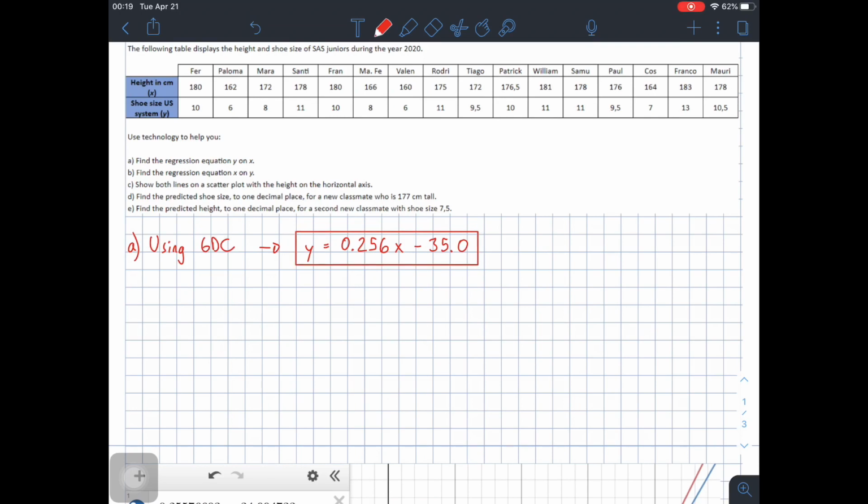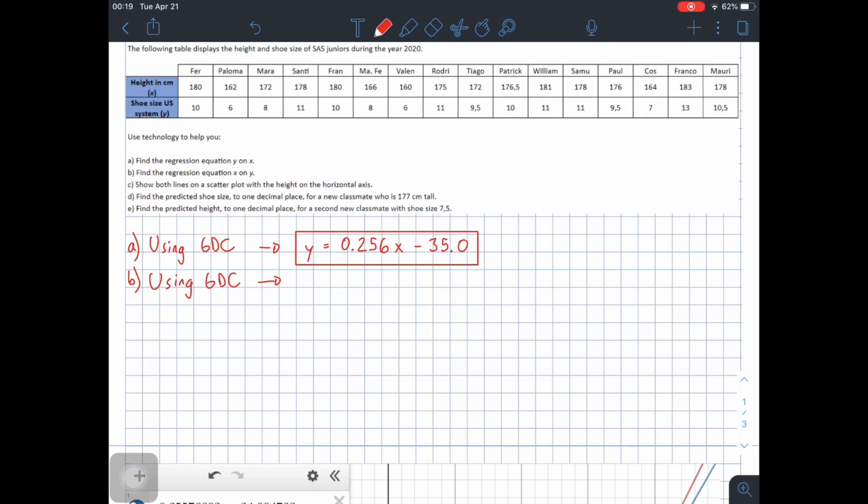For part B, we're going to do the same thing, but we're going to change the settings a little bit. It says, for B, find the regression equation x on y. So once again, we're going to do the same thing, but there's something that we need to change. Now we need to find the equation x on y, so we need an equation that is x equals something y plus something, okay? The same as this, but instead of having y over here, we're going to have x, and instead of having x here, we're going to have y. So how do we change that in our calculator? Simple. I'm going to show you.